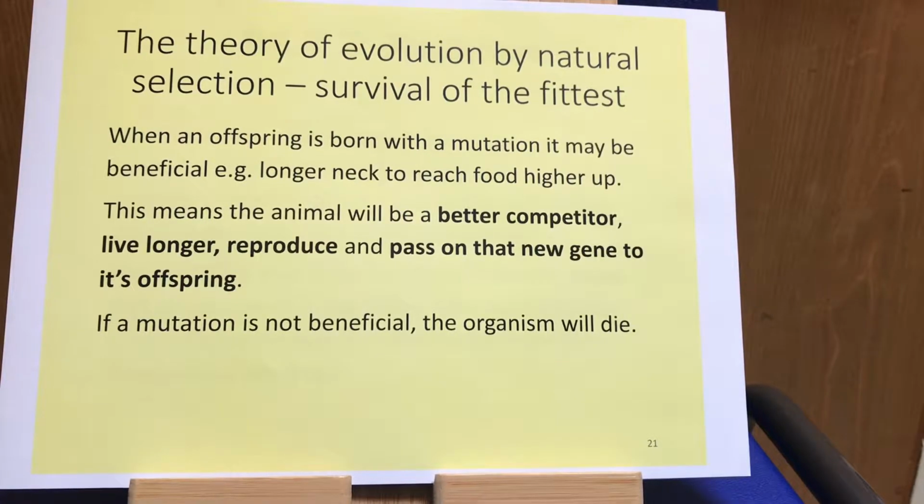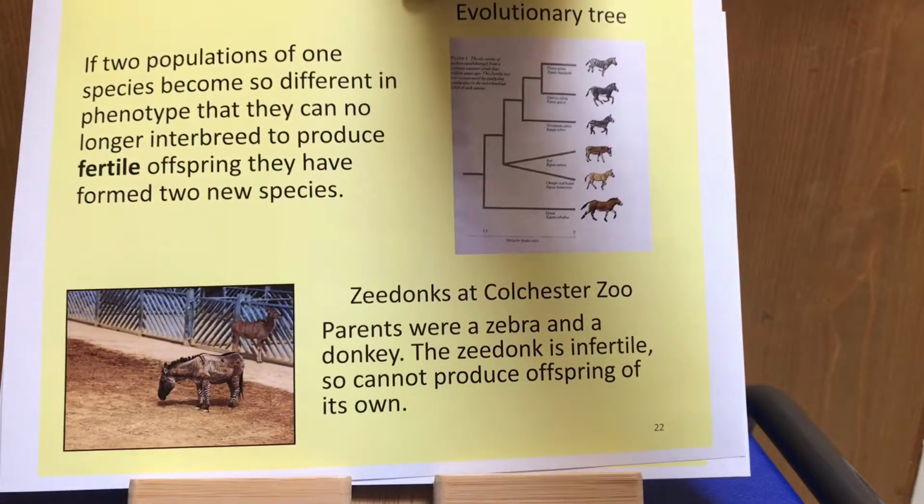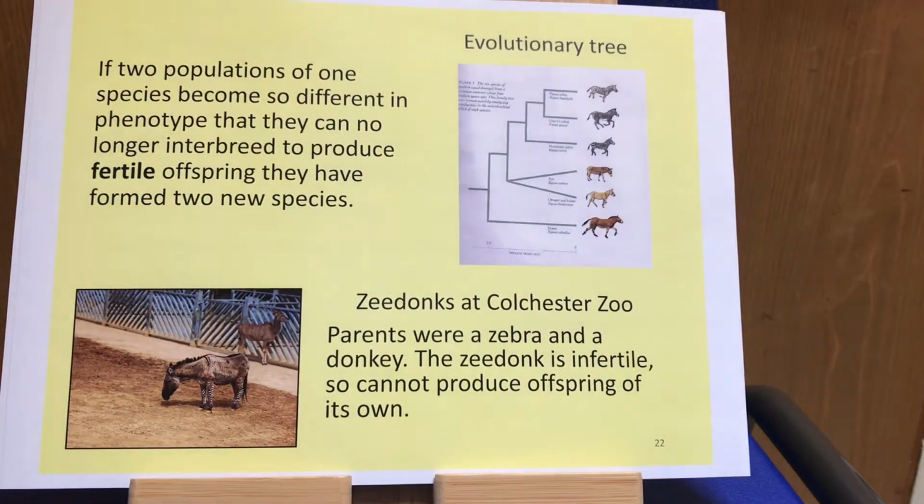It will live longer, therefore have more time to reproduce and pass on that gene to its offspring. Now, we've got lots of things here. If two species have become so different that when they interbreed, they produce an infertile offspring, we can categorically say that those two individuals are different species.